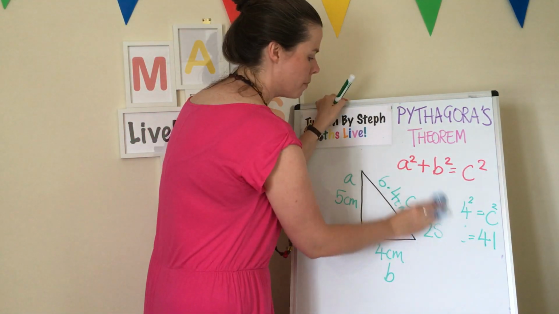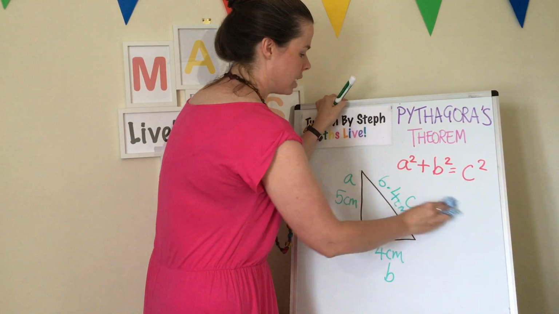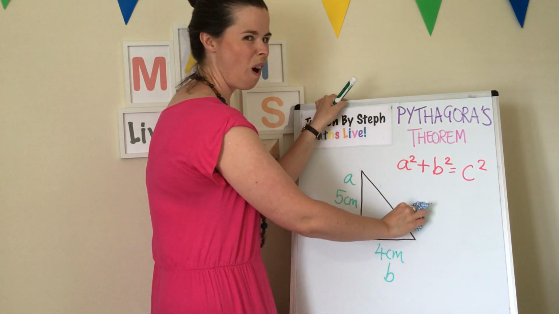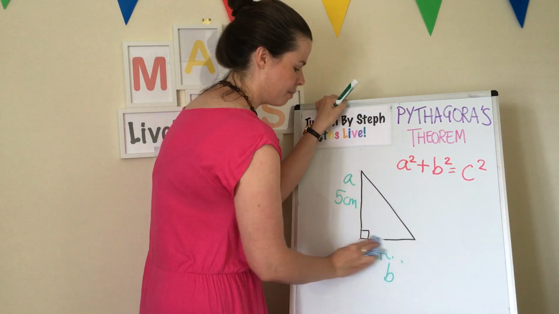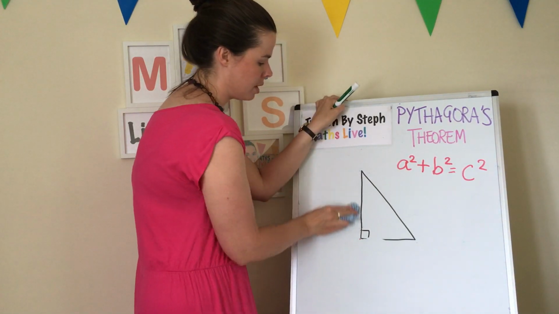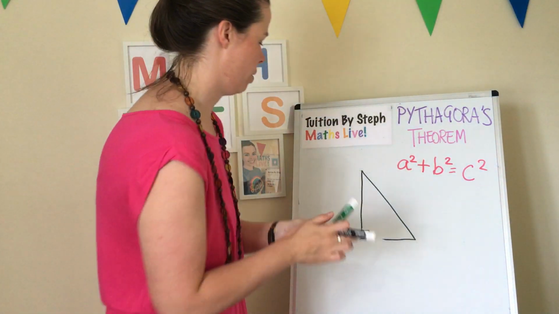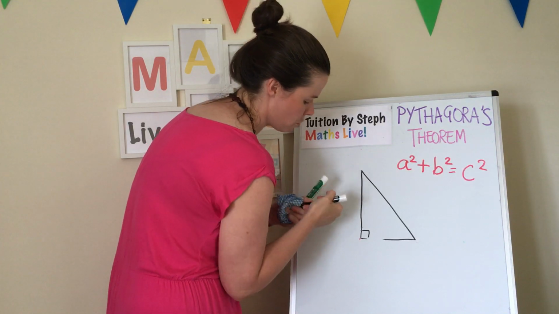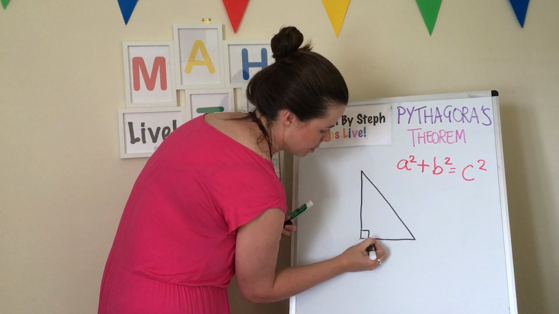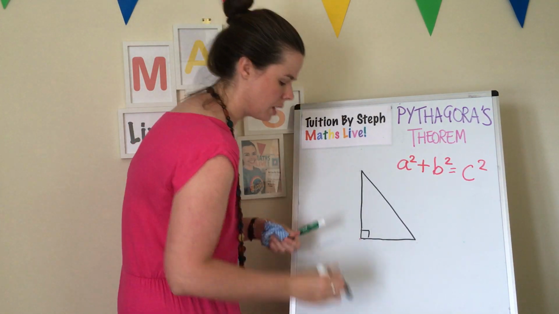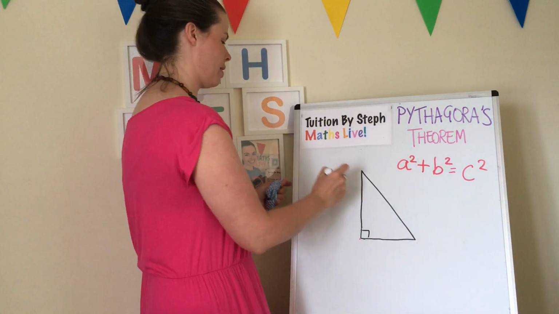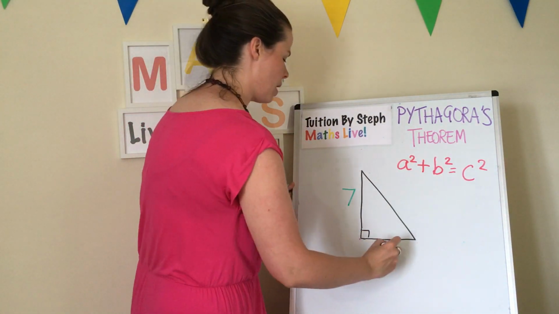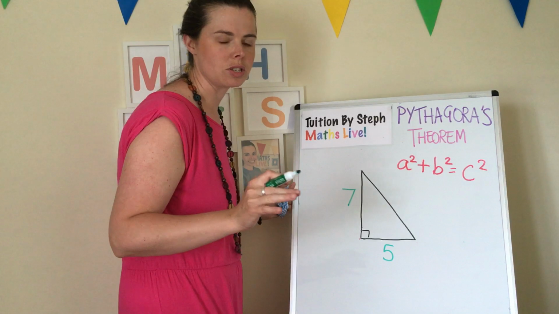Okay, I'll do another one, because I know some of you will be thinking, what? But you'll practice this and you'll get used to it. I've just ripped out part of the triangle. So let's put some different numbers in. Let's try 7 and 5. I'm not going to put metres or centimetres, that's not as important.